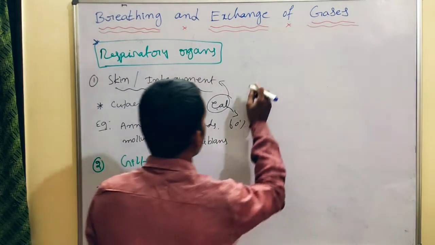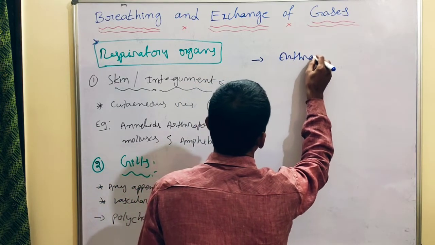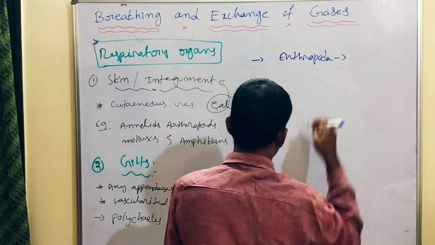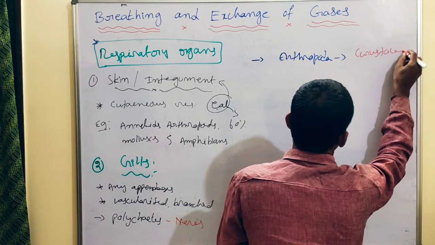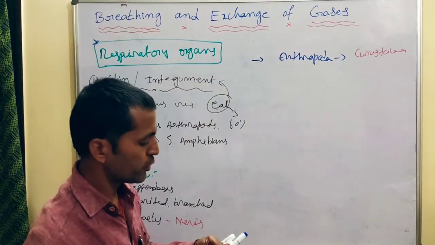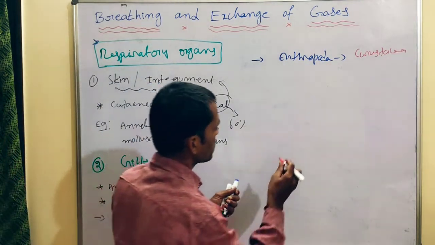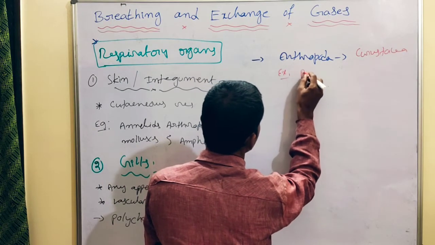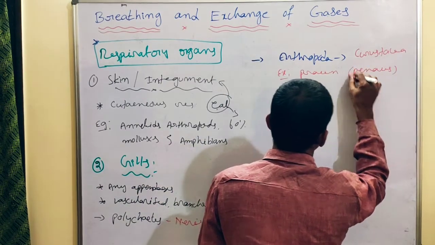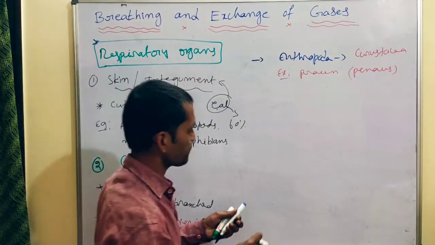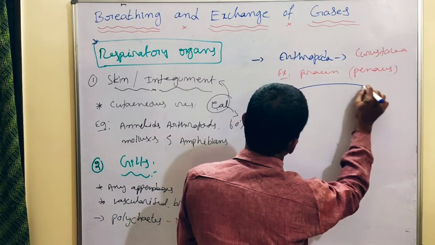Next, another example, arthropoda, especially crustacea. In crustaceans, respiration is done by the gills. The best example taken here is prawn, which is called Penaeus. In Penaeus, the gill is like this.